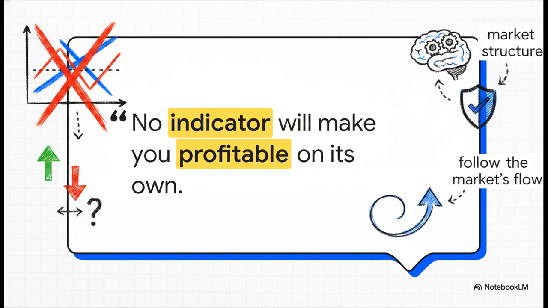If you take nothing else away from this, remember this quote forever. No indicator will make you profitable on its own. Not the SMA, not the EMA, not a fancy golden cross. What actually makes you a consistently profitable trader is deeply understanding market structure, ruthlessly controlling your risk, and having the emotional discipline to flow with the market instead of stubbornly fighting it. These tools are just there to quiet the noise so your human brain can clearly execute your plan.